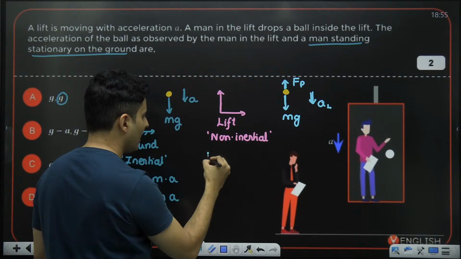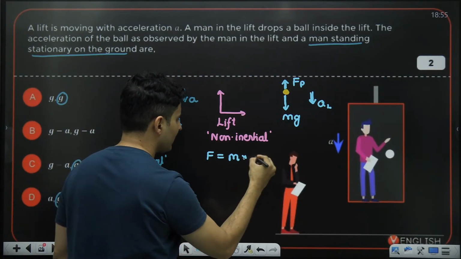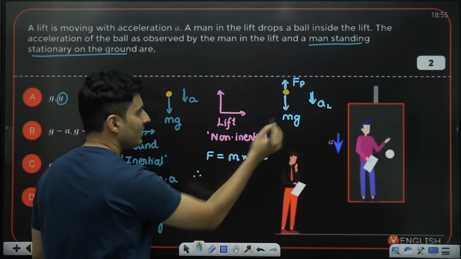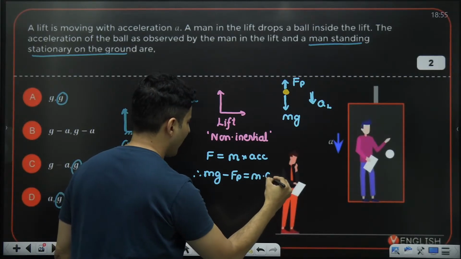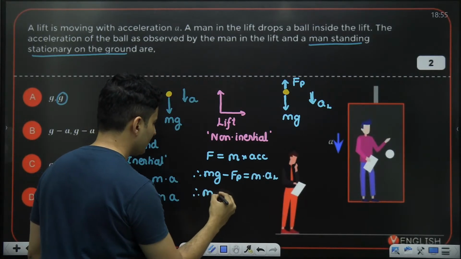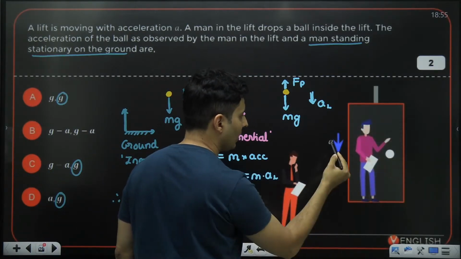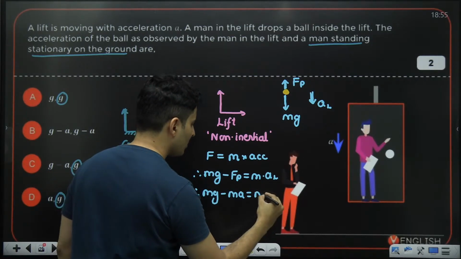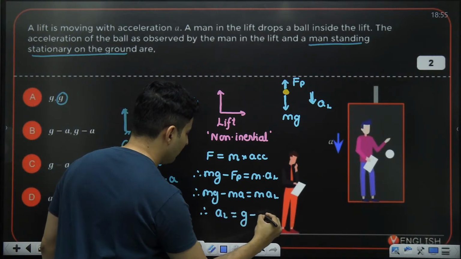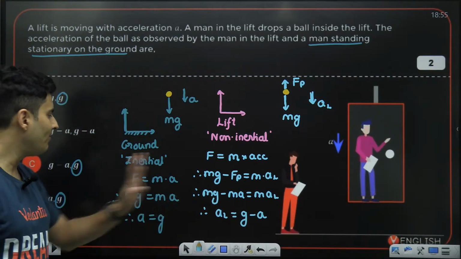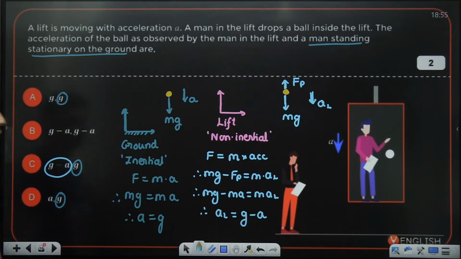Here, if I apply Newton's law now, I'm allowed because I'm taking the pseudo force. F is equal to mass into acceleration. The net force here will be mg minus Fp, which equals mass into acceleration with respect to the lift. How much is the pseudo force? It will be m into A, mass of the body into acceleration of the frame or the observer. So this will be m into Al. M cancels. So what is Al? It is going to be g minus a. Where is g minus a, guys? g minus a is right over here. So option C is the most appropriate answer.